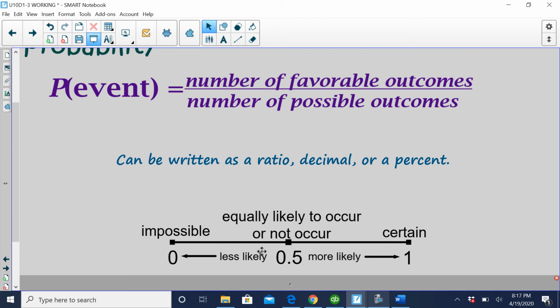Something that's close to 0.5 means it's equally likely to occur and not occur. That would be like flipping heads or tails on a coin. We usually say that theoretically it's about a 50-50 chance.